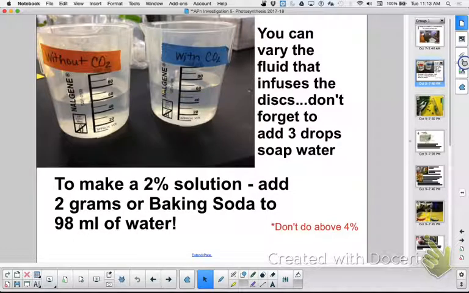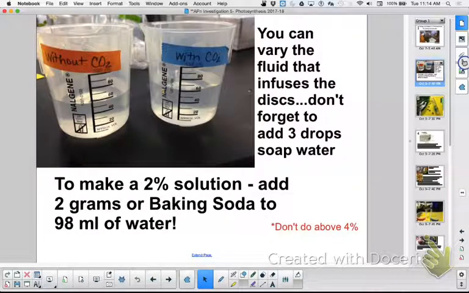If we wanted a different independent variable, what would be an example besides the concentration of CO2 in the water? Give me another one. Light. Distance from the light. What else? Type of plant. What else? Size of the disc. What else could we vary? Color of light. Temperature. These are all things that we could vary in our experiment.